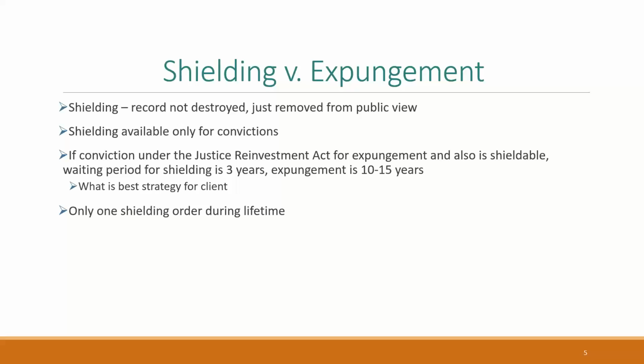In all cases of shielding, there's a 3-year waiting period for eligibility. With expungement, there's kind of a range of analysis that you would have to do. 10 years, sometimes 3 years, 4 years, sometimes 15 years. So it's about thinking about shielding when you're doing the big picture analysis. How does that fall into the whole framework of trying to get criminal records off of your client's record?